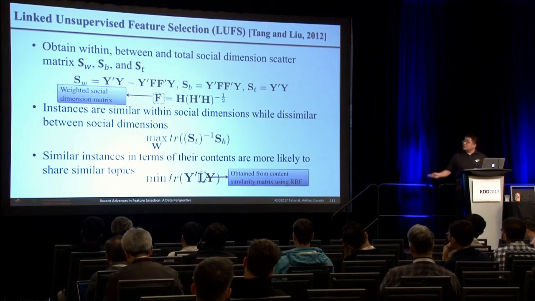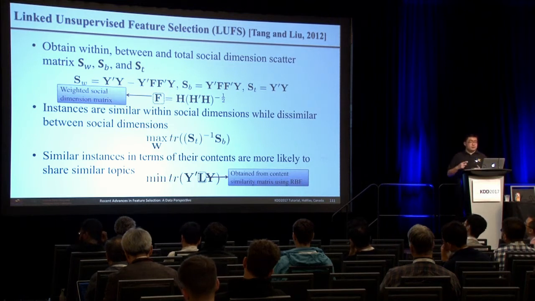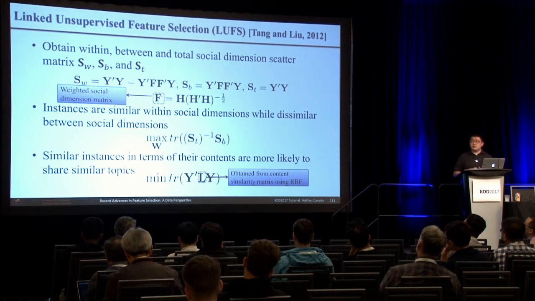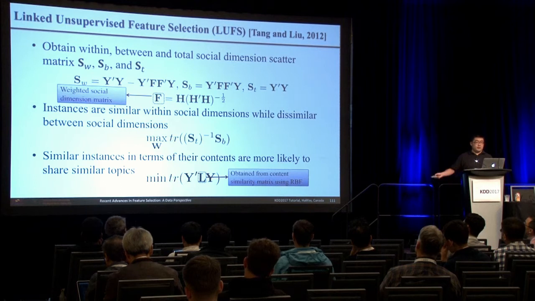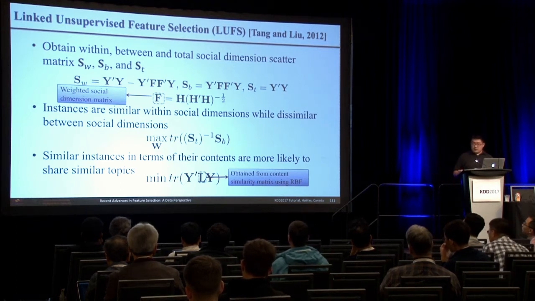Then, based on the social dimensions, they obtain the within, between, and total social scatter matrices. Their target is to make instances within the same social dimension similar to each other, and also make instances between different social dimensions dissimilar to each other. In addition, they also try to make a correlation between the content information and the pseudo-class label y, by using the Laplacian.